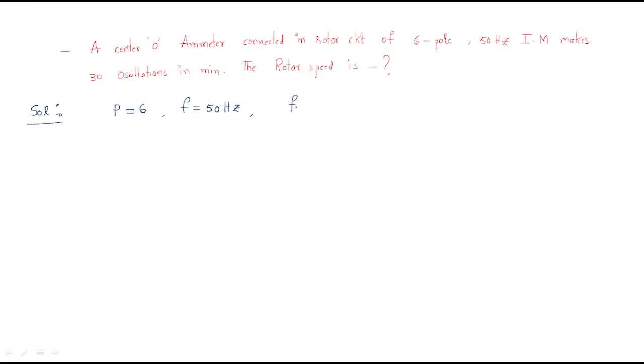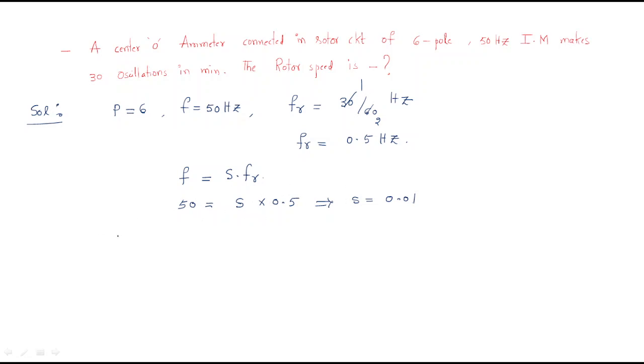Whenever the oscillations are given like this, directly you can write the rotor frequency, that is 30 oscillations per minute, so 30 by 60 Hz, directly you can write, per minute means 60. So from this this is 1/2. The rotor frequency fr equal to 0.5 Hz. So to find out the rotor speed, the rotor frequency equals slip times the supply frequency. Here the supply frequency is not mentioned, but directly you can take 50. 0.5 equals s times 50. We don't know the slip value, and we know 0.5. From this we can find out the slip value equal to 0.01. This is the slip value.